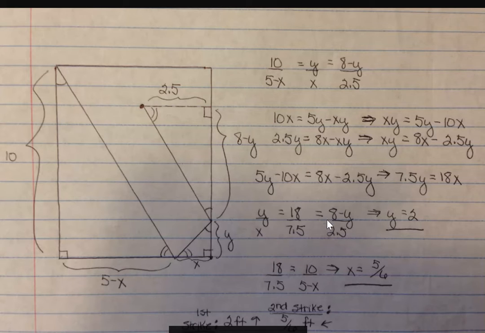Setting the ratio of the legs of this upper right triangle equal to the basic ratio of lengths, I was able to solve for y, and y is equal to 2, which means that this length down here, y, is equal to 2 feet, and so the cue ball strikes the long side of the billiards table 2 feet from one end.